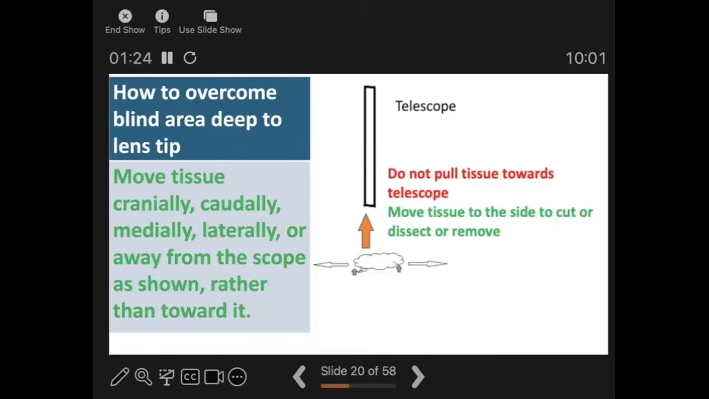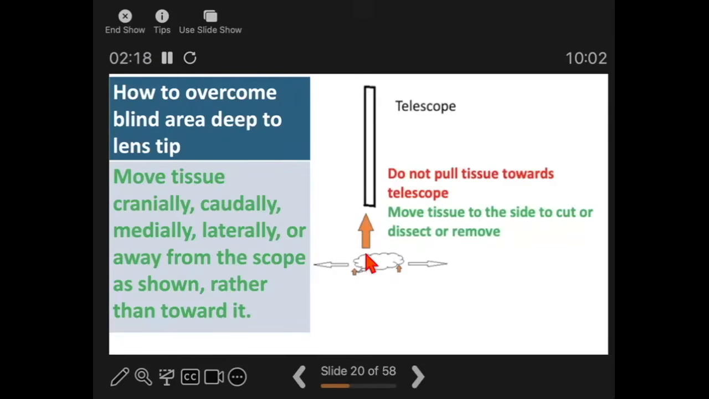Practical nuances in tissue dissection. One should move the tissue sideways to expose the deeper structures, which could be artery or the nerve, rather than pulling it towards the scope. In this diagram, one can see that this is the endoscope. This is the tissue which surgeon wants to dissect. There may be some artery or the nerve.